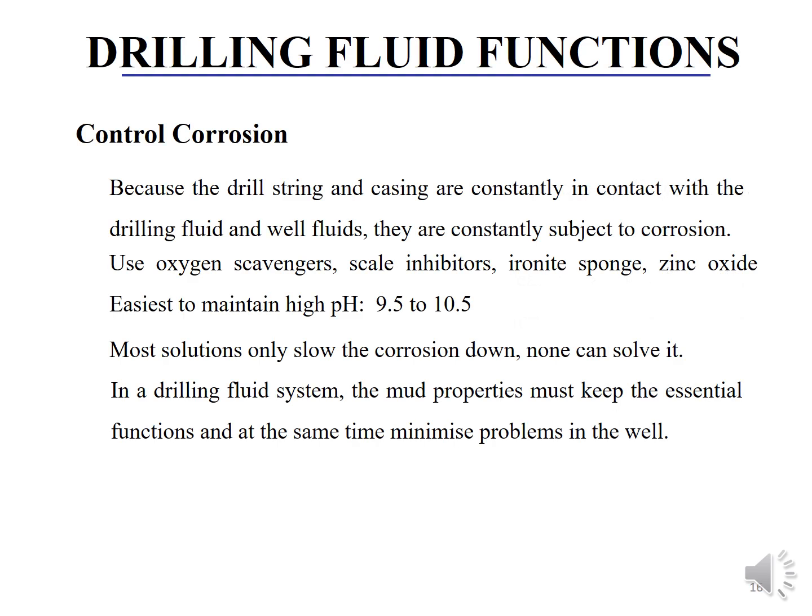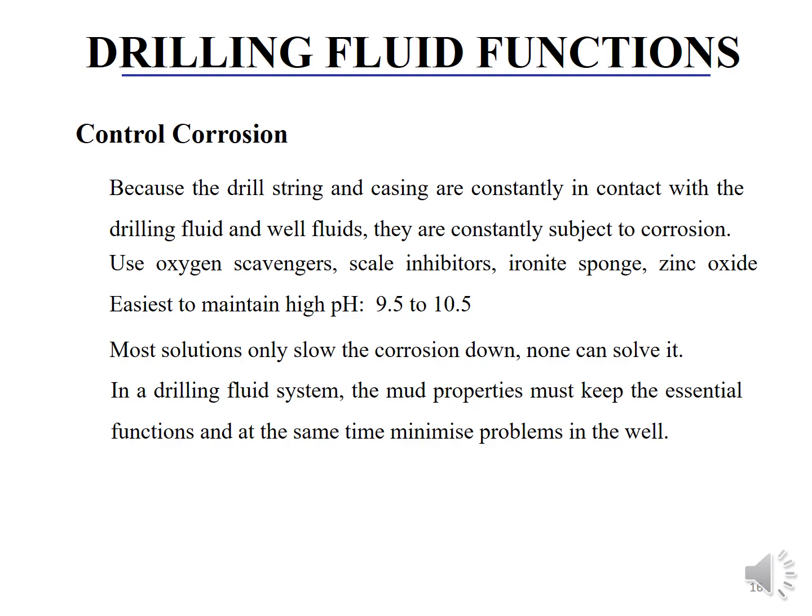So the last factor is to control corrosion. Because the drill string and casing are constantly in contact with the drilling fluid and well fluids, they are constantly subjected to corrosion. So in order to avoid that, we have to use oxygen scavengers, scale inhibitors, ionite sponge, zinc oxide, and the easiest is to maintain high pH. So most solutions only slow the corrosion down, none can solve it. So we have to select the proper solution.